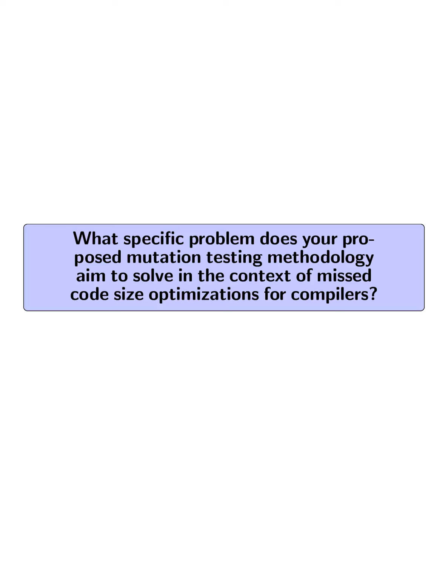What specific problem does your proposed mutation testing methodology aim to solve in the context of missed code size optimizations for compilers?